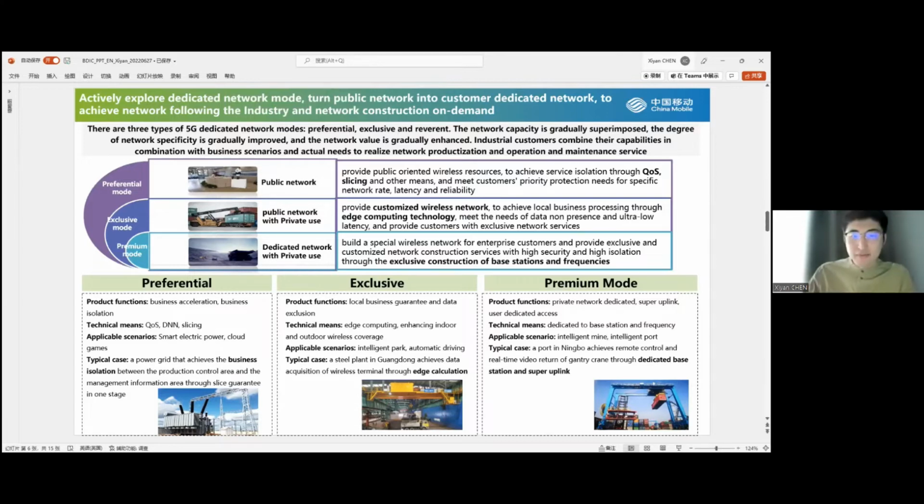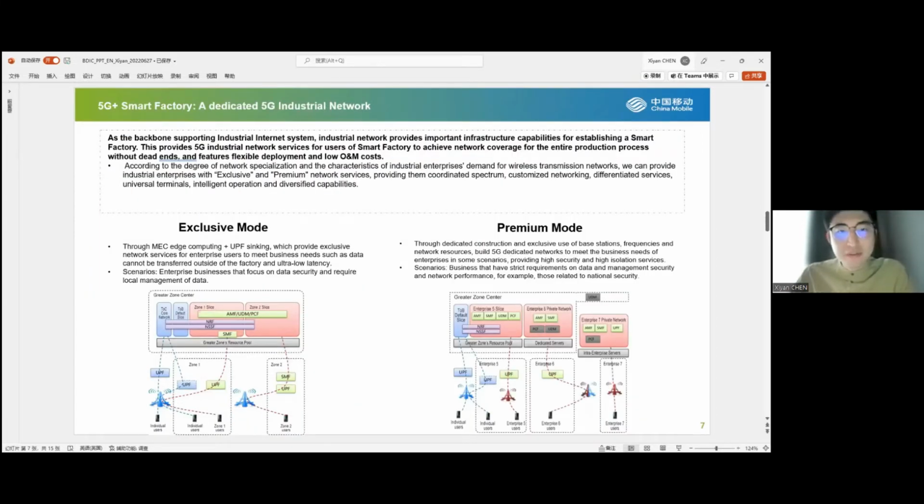And speaking of the industrial network from 5G technologies, mostly industry will use the executive mode and also the premium mode. The difference between those two modes is, firstly, the executive mode uses the public network, slicing a part of the network for these unique users. And for the premium mode, we design and build a own network for the enterprise.